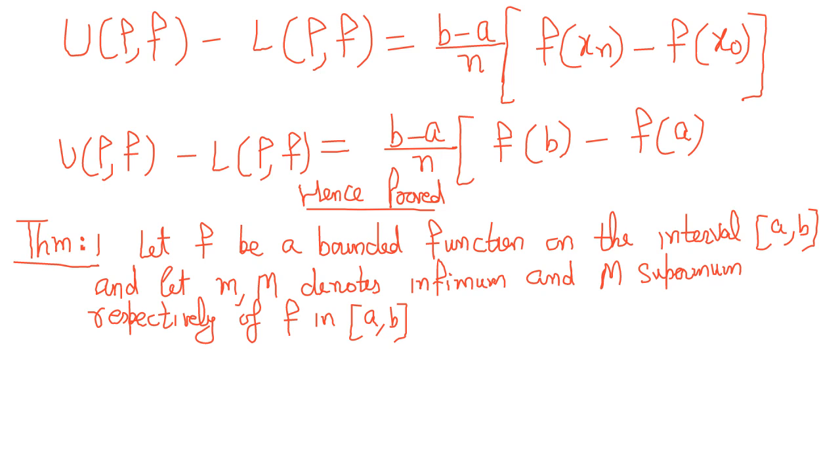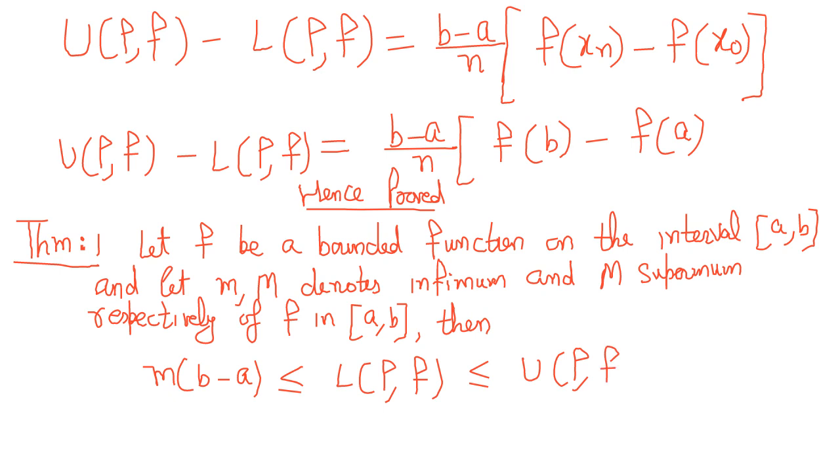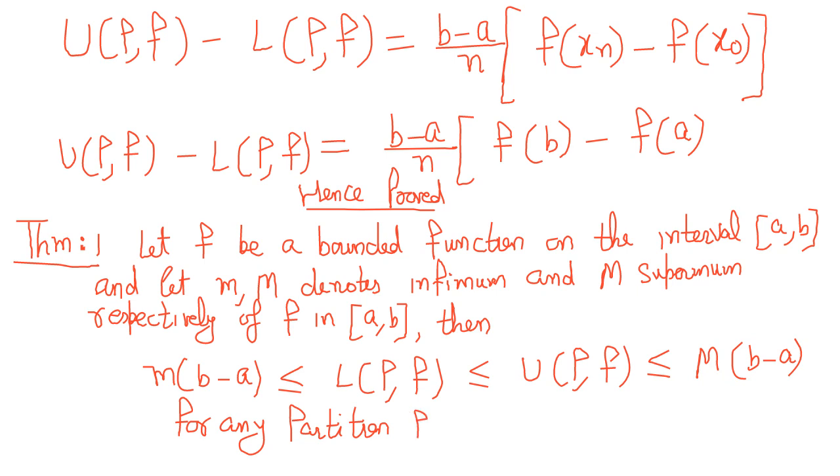Then we have to show that m(b minus a) is less than or equal to LPF, less than or equal to UPF, less than or equal to capital M(b minus a), for any partition P of a comma b. This is the statement of this theorem.